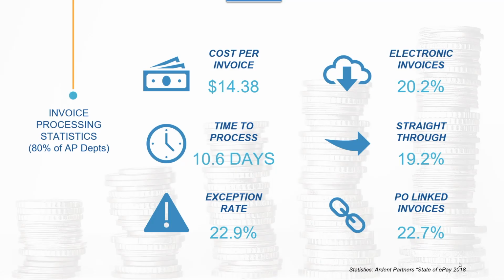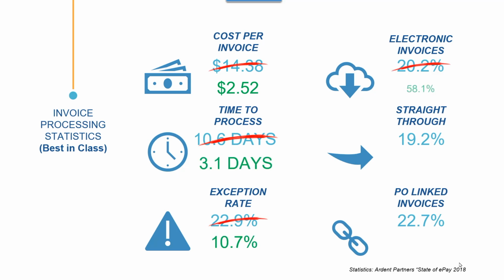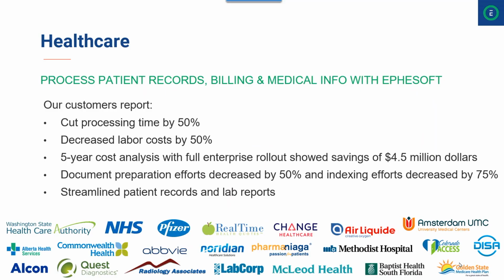The cost to process a single invoice averages around $14.38, takes almost 11 days, and rarely can be straight-through processing. With Smart Capture, we slash that processing cost to $2.52, from 11 days to 3 days, and increase straight-through processing to 63%. It doesn't stop in the AP department.